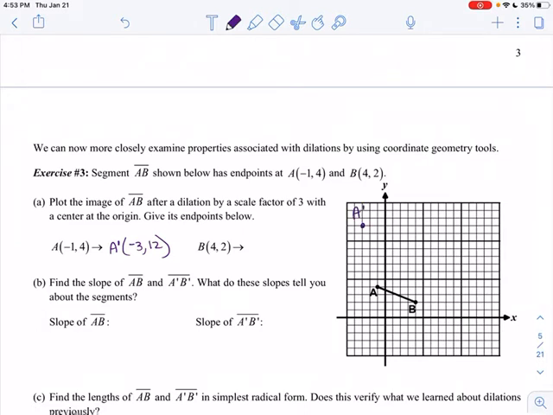Call that A prime. And B prime, again, I'm multiplying by 3. 4 times 3 is 12, and 2 times 3 is 6. So B prime is 12, 6. And that would be right there. Okay, I'm going to connect these. So using a ruler, I'll connect those points.